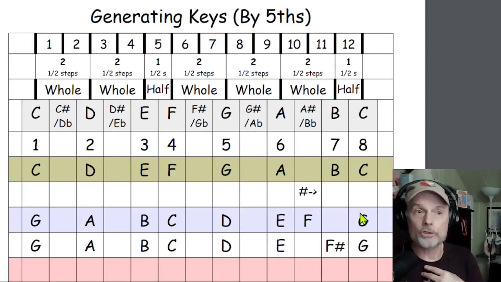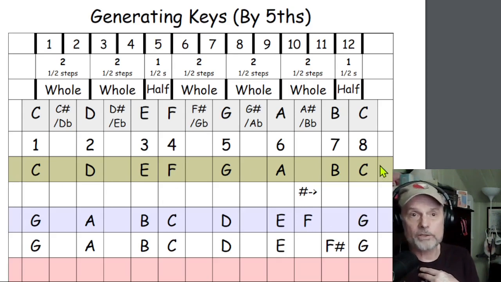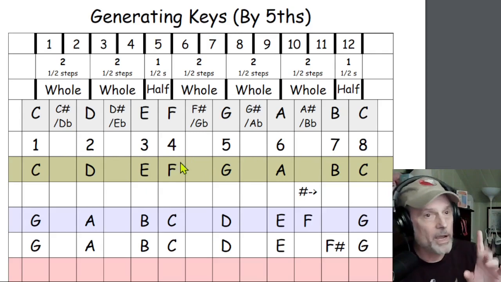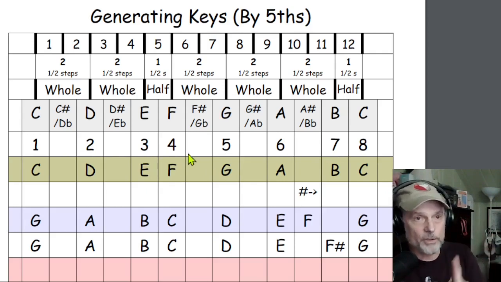So we're going to start with the C. Right there is the C. Right there is the chromatic scale above it. Here are the major scale notes that we want, the degrees, 1, 2, 3, 4, 5, 6, 7, 8. And I want you to notice, this is something that you'll see over and over again. It's the 3 and the 4 that are next to one another, and the 7 and the 8.